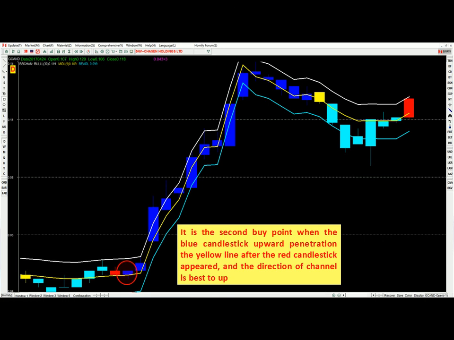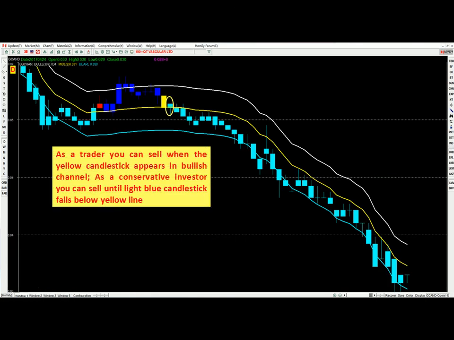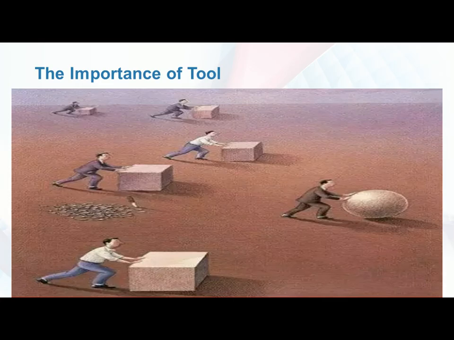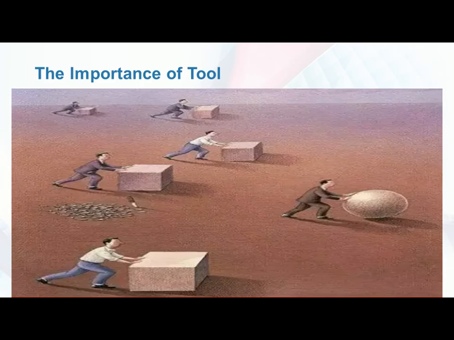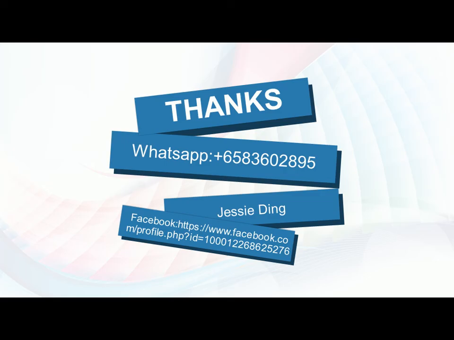Okay. The next one, as a trader you can sell when the yellow candlestick appears in the bullish channel. As a conservative investor, you can sell until the light blue candlestick falls below the yellow line and the yellow line is down. Okay. So these are some notes, and we learned the importance of tool. So this is today's course, and we learned two functions and how to combine.